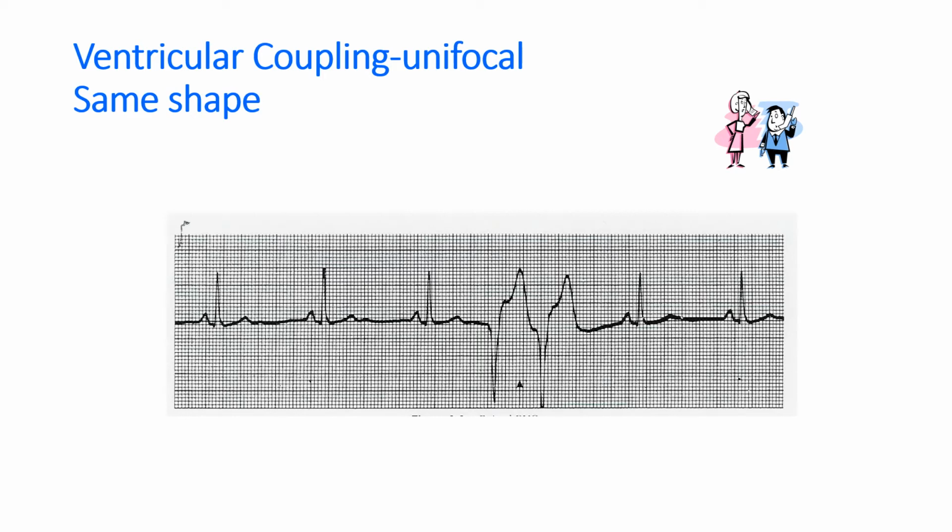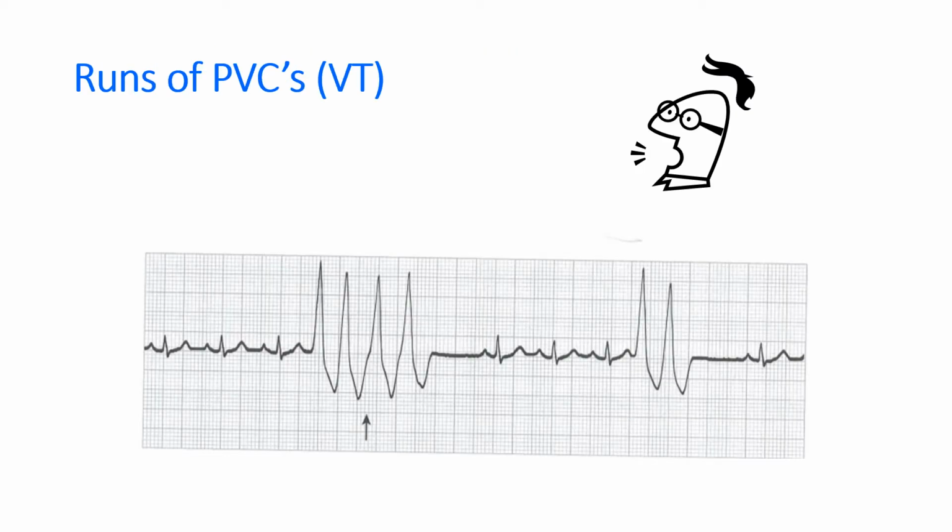Same as if there's coupling. So there's two PVCs in a row. They look the same. They're unifocal. If you have 3 ventricular beats in a row at a rate of 100 or greater, then we will call that a run of VTach, or ventricular tachycardia. We can call this a short burst of VTach.